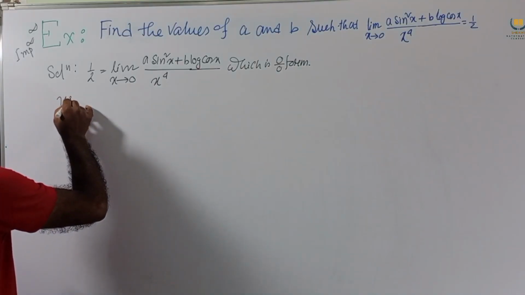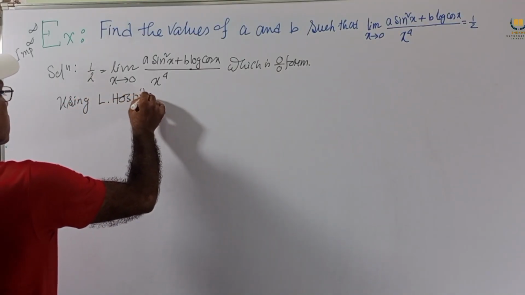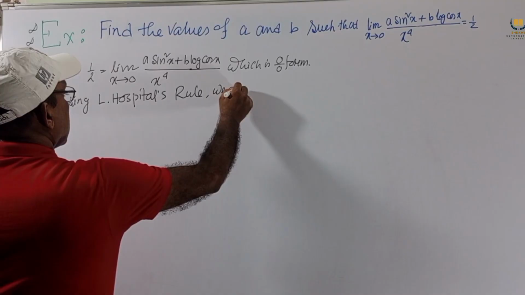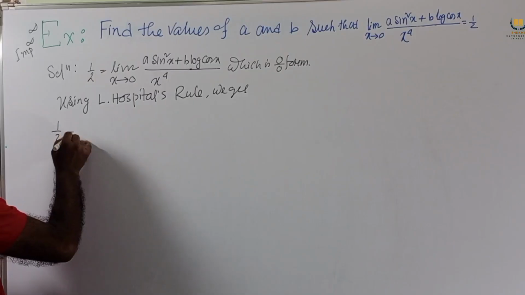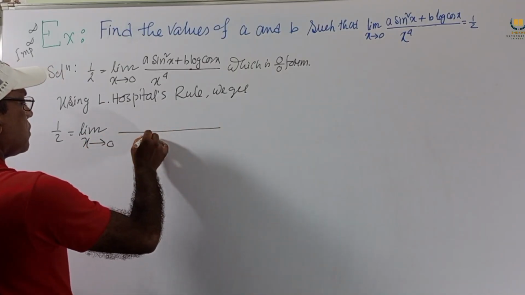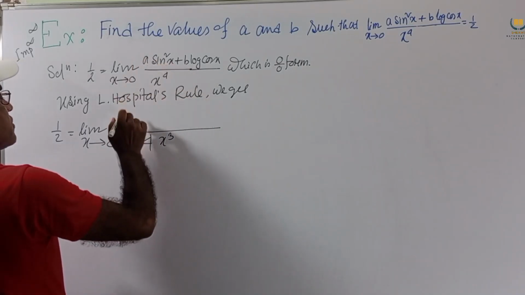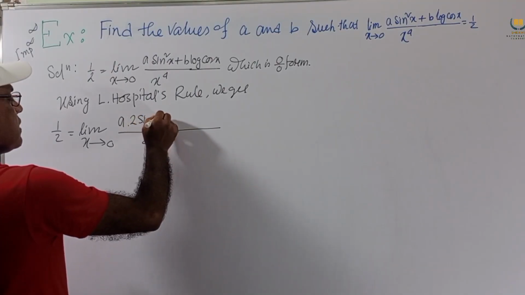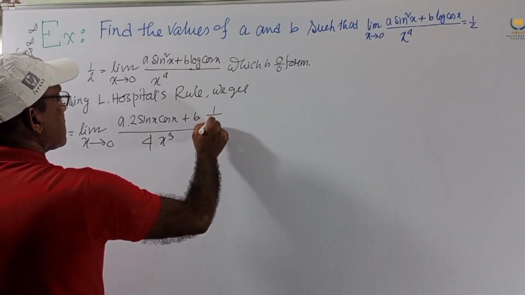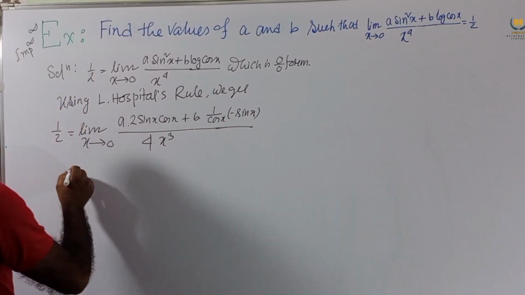Using L'Hospital's rule, we get 1/2 equal to limit x tends to 0 of the derivative of the numerator over 4x cubed. The derivative of sin squared x is 2 sin x cos x, and the derivative of log of cos x is 1 by cos x times minus sin x.